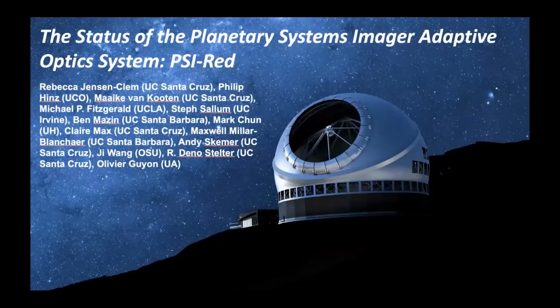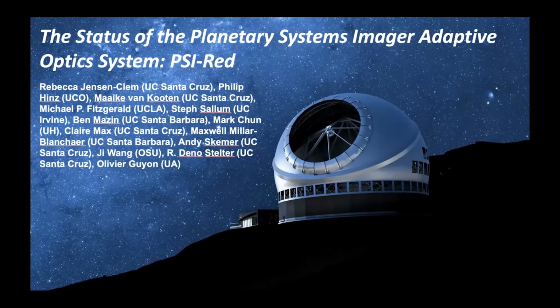Okay, so I'm speaking to you today on behalf of a large team, many of whom are listed here, who are developing the science and the preliminary designs for the Planetary Systems Imager, or PSI. PSI is a planned second-generation instrument for the 30-meter telescope, the TMT. And the plan is that PSI will be the workhorse instrument for high-contrast exoplanet imaging and spectroscopy.